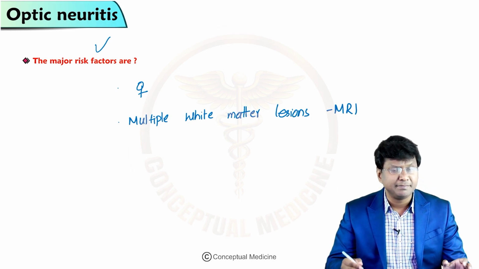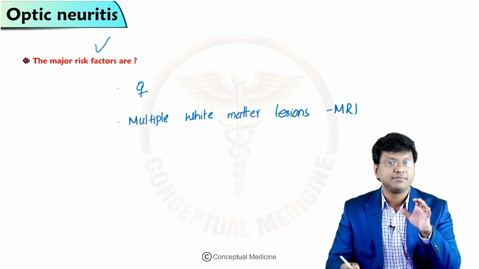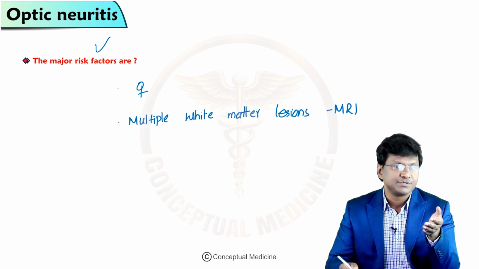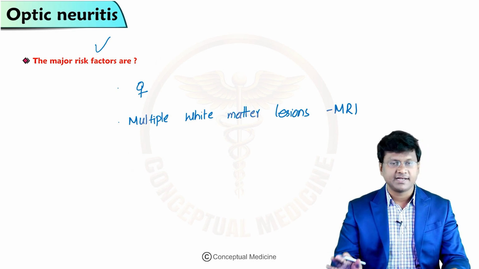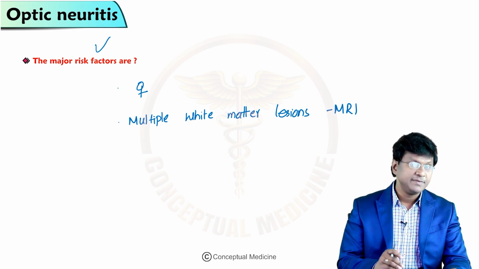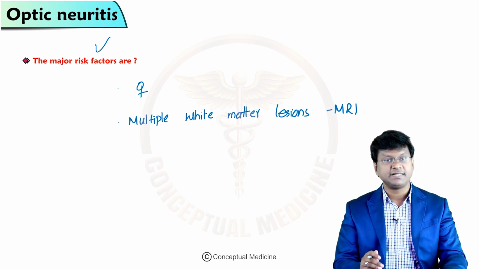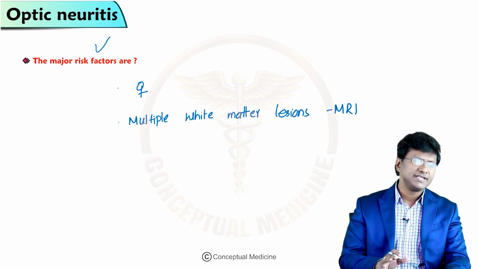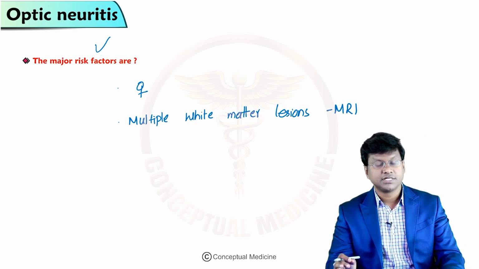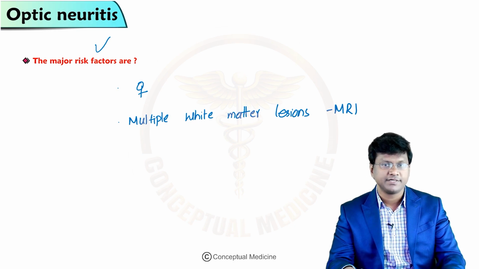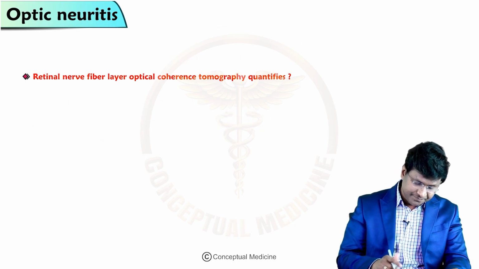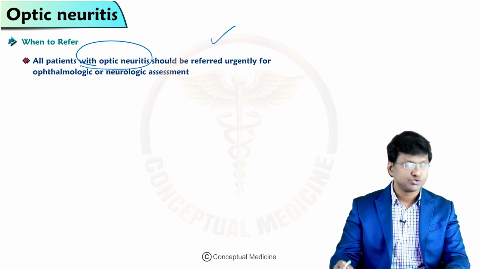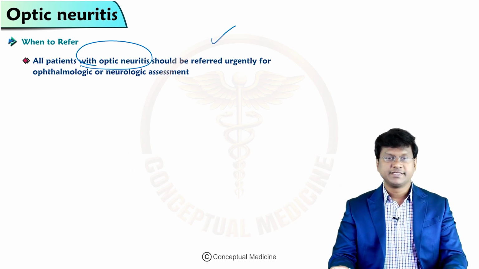And we have many disease modifying drugs. They are available to reduce the risk of further neurological episodes and potentially the accumulation of disability, but each has adverse effects that in some instances are life threatening. But please remember, female gender as well as an individual with multiple white matter lesions on the brain MRI are the major risk factors for poor prognosis in case of optic neuritis, right? So now when will you refer the patient? Please remember, all the patients with optic neuritis should be referred urgently for ophthalmologist or neurological assessment.